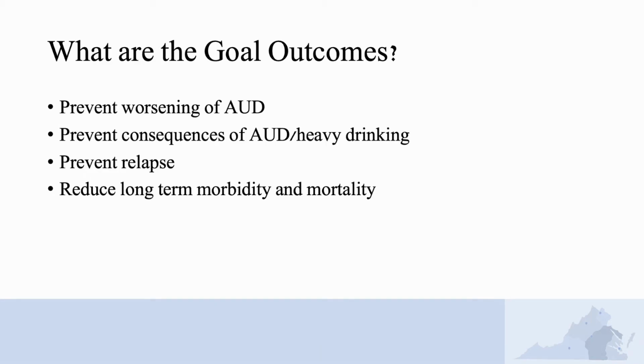The goals of treatment may vary somewhat depending on the severity of the patient's AUD and their comorbid conditions, but generally speaking, we want to prevent the progression of the illness, prevent the psychosocial and medical consequences of ongoing heavy drinking, prevent relapse to harmful drinking patterns, and reduce the long-term morbidity and mortality of the illness.